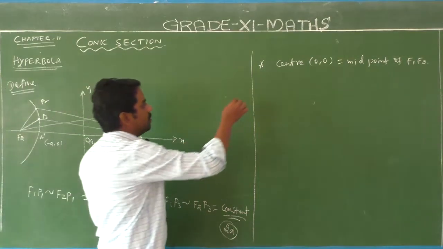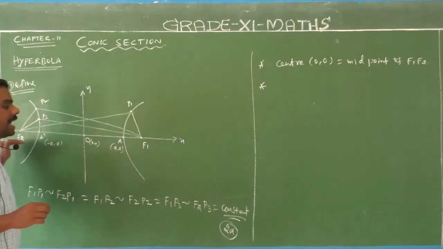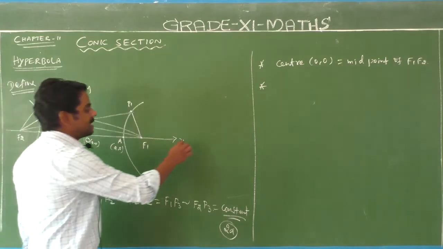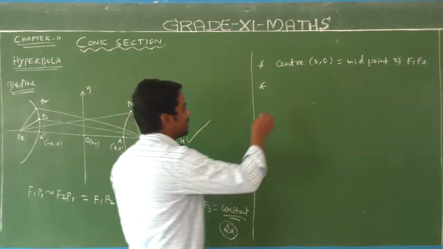Okay, next, second: the line joining the points F1 and F2 is the transverse axis. This line is the transverse axis. Here the transverse axis is the X-axis.